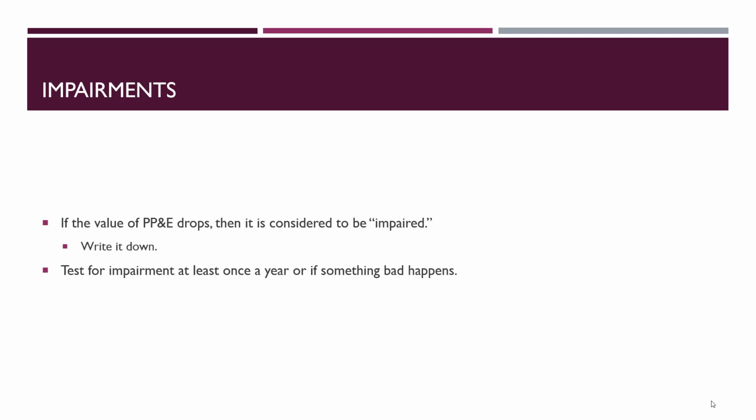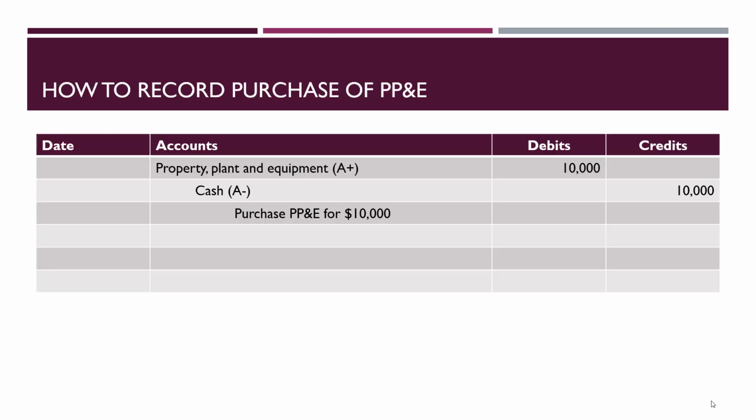And what you need to do is test all of your PP&E at least once a year. You also need to test your intangibles, like goodwill. All of this needs to be tested at least once a year. And if something bad happens that indicates that an impairment might have taken place, then you may need to test it for impairment a second time that year.